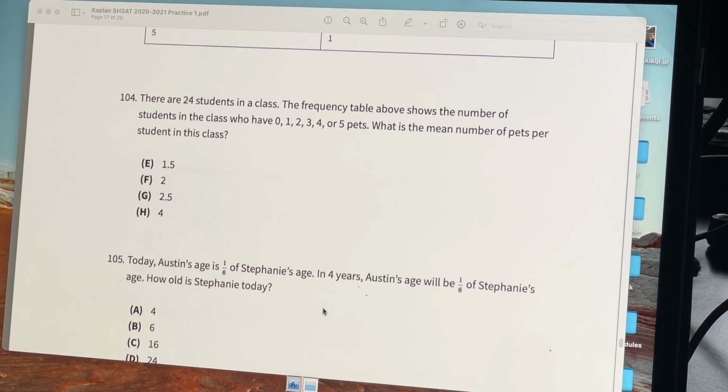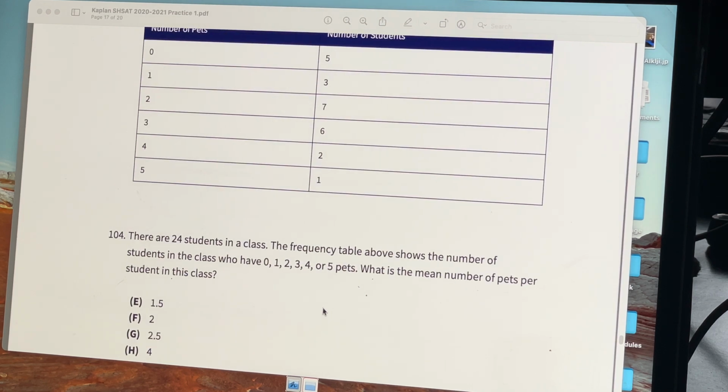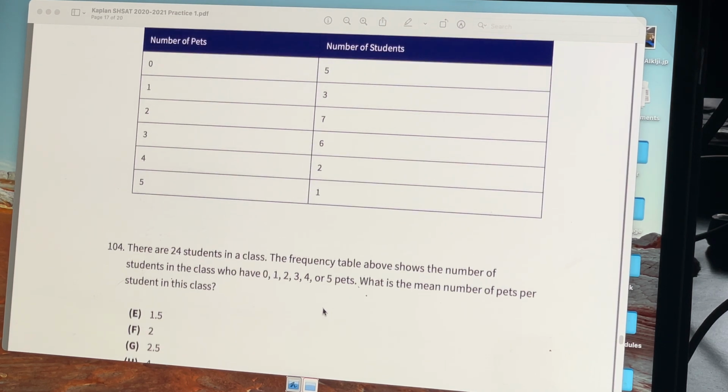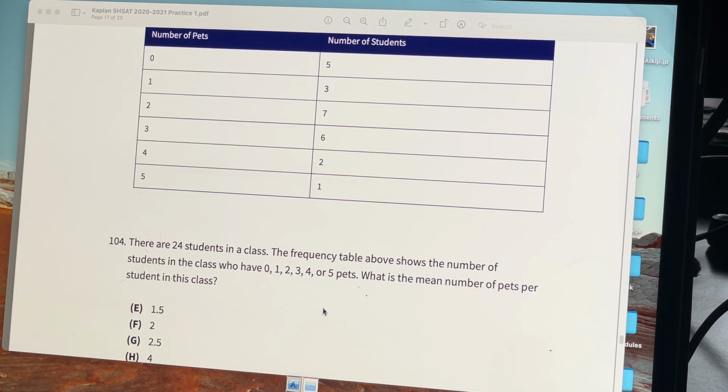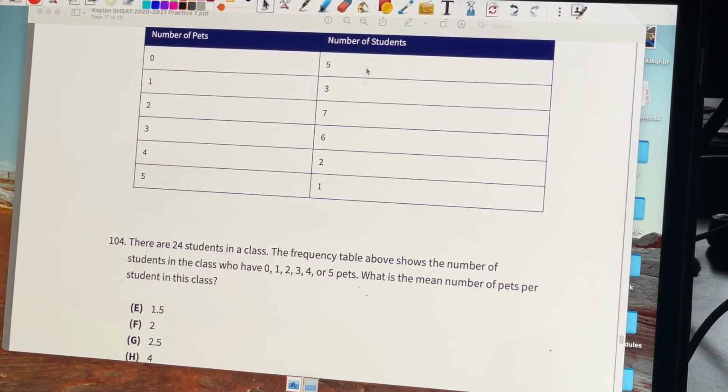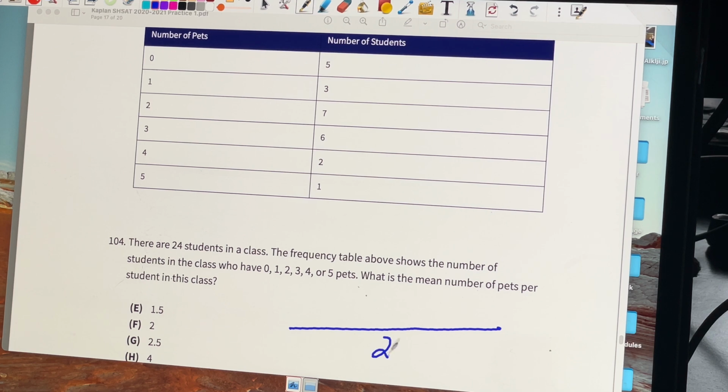104. All right, so we want the mean number of pets. We have 5 kids in the classroom that have 0 pets, 3 kids that have 1 pet, 1 kid that has 5. To find the mean, we have to add it all up and divide it by however many there are. In this case, we have 24, so we're going to divide by 24. We have to add all this.